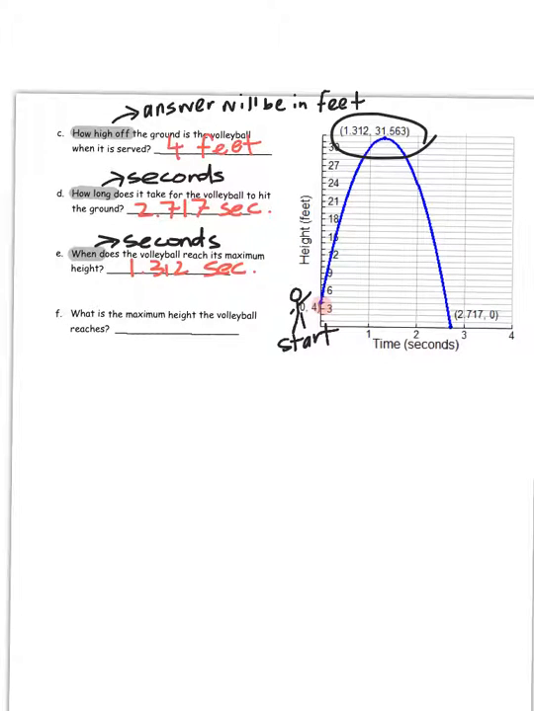All right, last question. It says, what is the maximum height? What is the height that the volleyball reaches? So that means I'm going to still use that point we just talked about. I know that this maximum happens after 1.312 seconds. The height that it reaches is the number from the y-axis. So if I look at my point and I go over to the y-axis, see how it's right above 30? That's why this answer makes sense, 31.563. 31.563, and this time our answer is in feet.